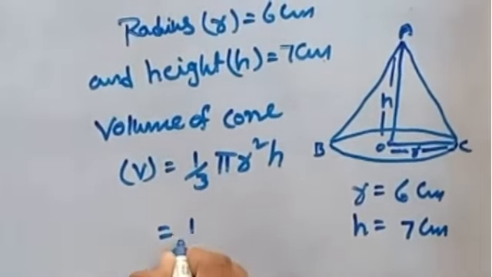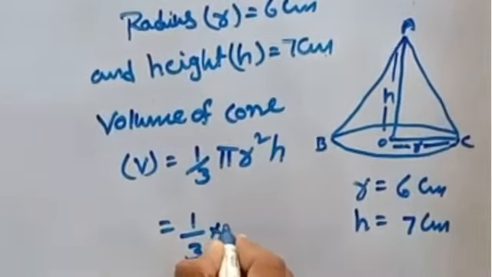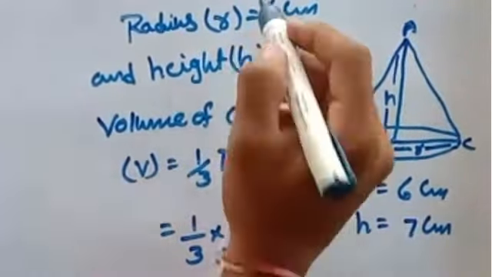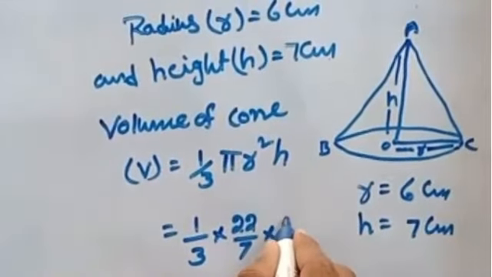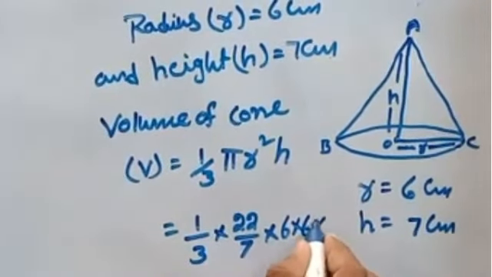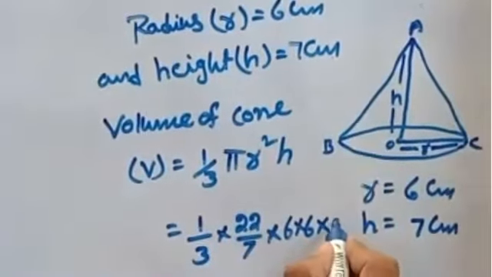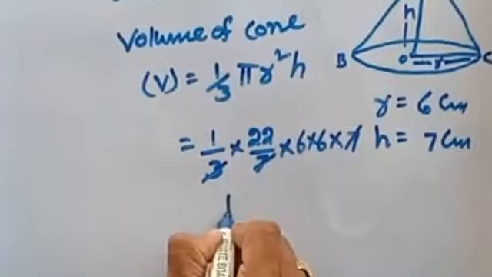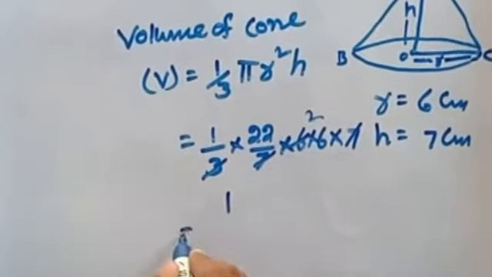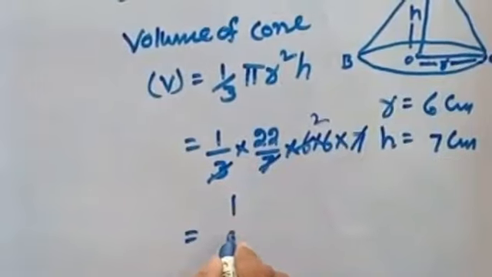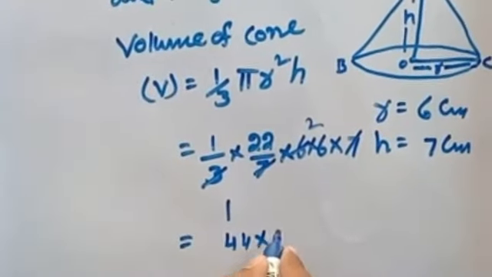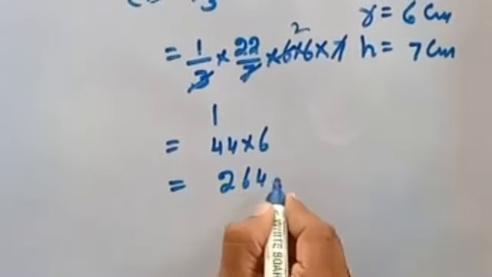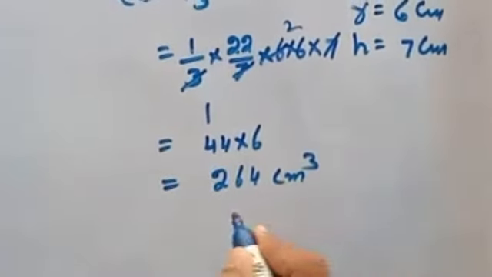That is equal to 1 by 3 into pi, which is 22 by 7, into r square, here r is 6, so 6 into 6, into h. Here h is 7. We can cancel 7, 3 ones are 3, 3 twos are 6, that is equal to 22 into 2, 44 into 6, which is 264 centimeter cube.